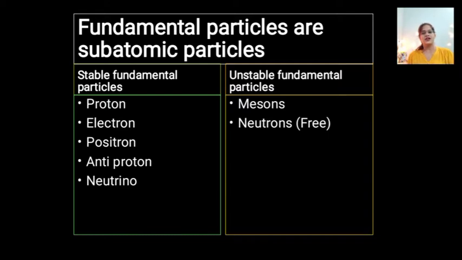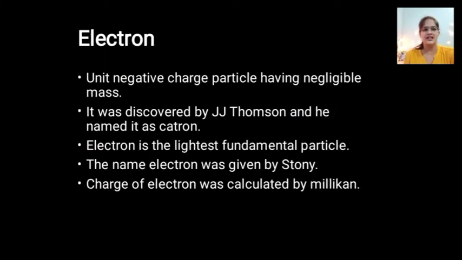So for that reason I have divided them by this criteria. In the stable fundamental particles come the proton, electron, positron, antiproton and neutrino. And in the unstable fundamental particles, mesons and neutrons come. So that's it. Now let's move on to the next slide.